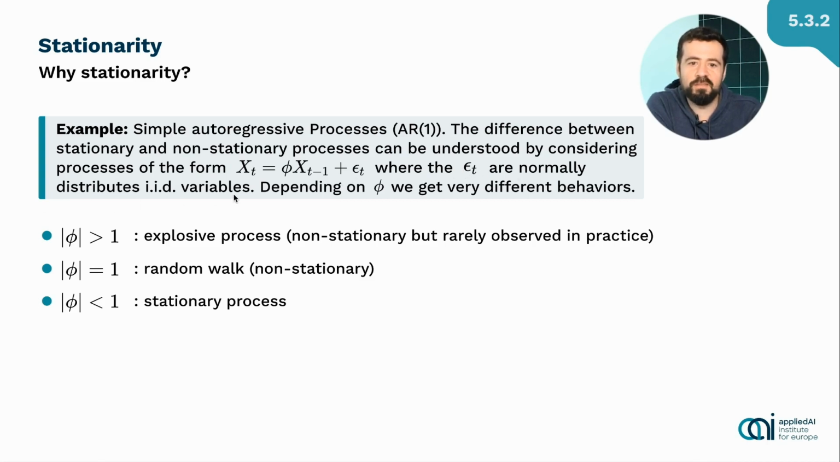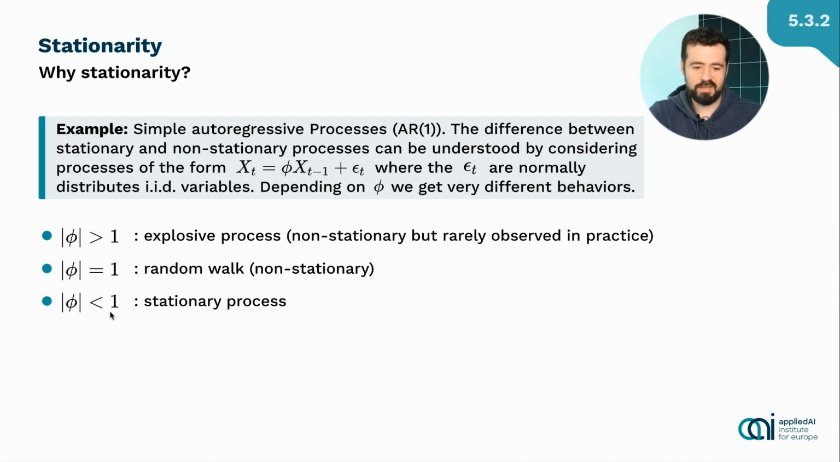Now looking at this parameter phi here, we can see that the behavior of the time series can be very different depending on the value that we have here. If this parameter phi is larger than 1, then we have an explosive process, meaning that the growth of the time series is exponential, which is of course not stationary, but also rarely observed in practice. More interestingly is the case where phi is exactly 1, because then we arrive at the infamous random walk, which is also non-stationary. And finally, if we have phi smaller than 1, then we actually have a stationary process.